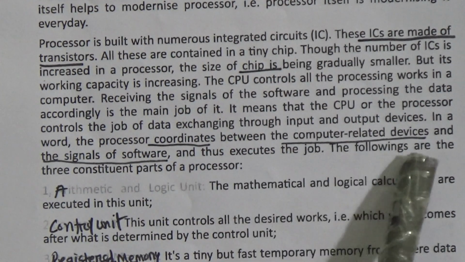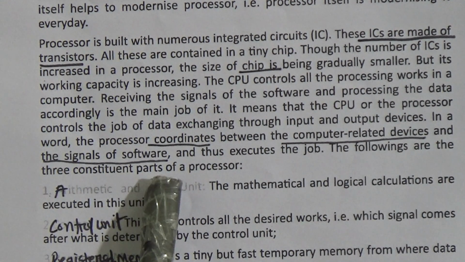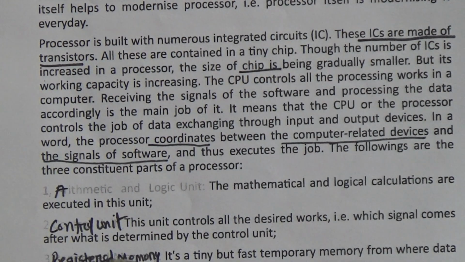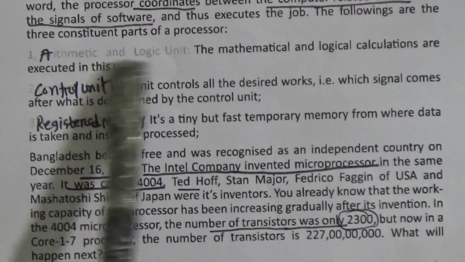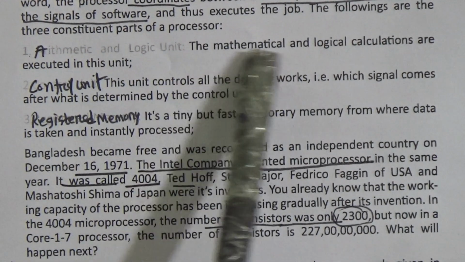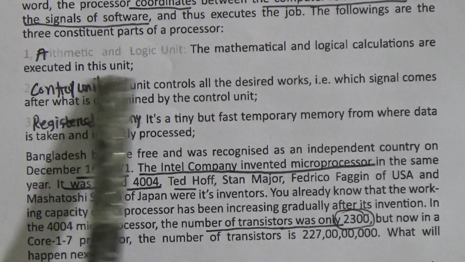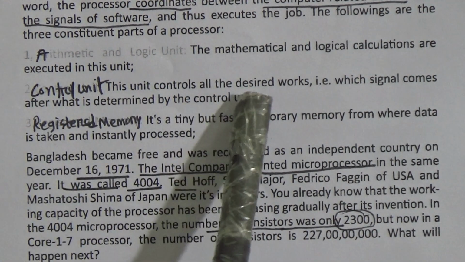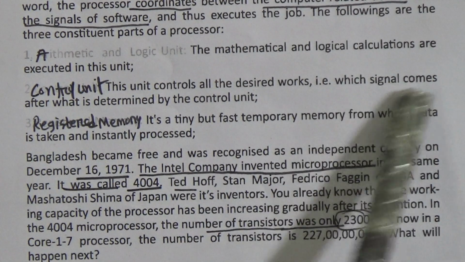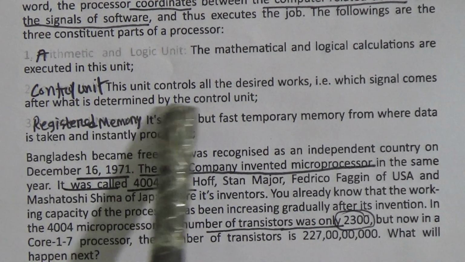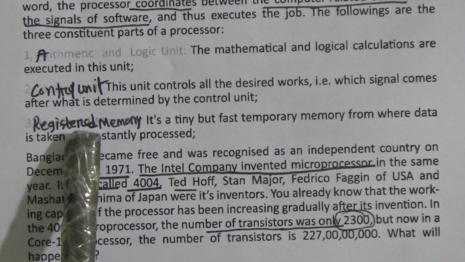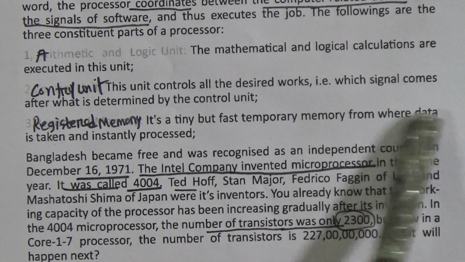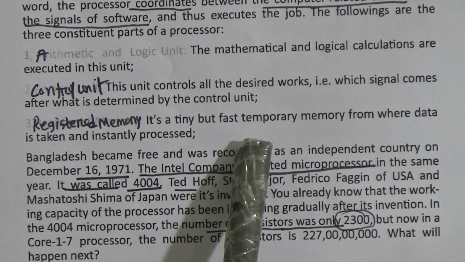The following are the three constituent parts of a processor: arithmetic and logic unit, control unit and register memory. Arithmetic and logic unit: the mathematical and logical calculations are executed in this unit. Control unit: this unit controls all the desired works. For example, which signal comes after what is determined by the control unit. Register unit: it is a tiny but fast temporary memory from where data is taken and instantly processed.